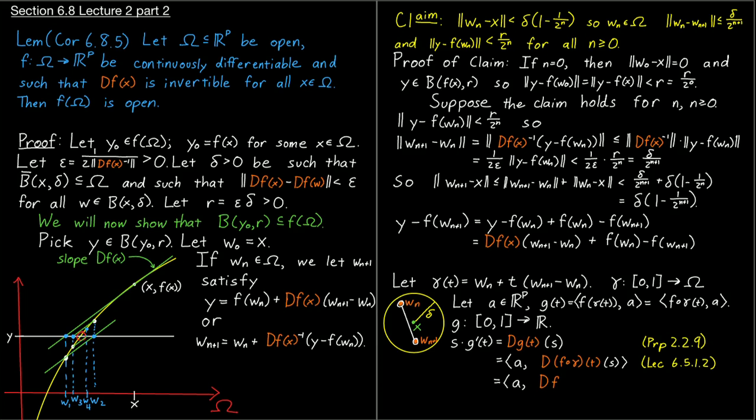Sorry, that needs to be a gamma. df of the point gamma of t composed with d gamma of t, the whole thing of s, that's by the chain rule. And then you know what d gamma is. This is the inner product of A with df of gamma of t. That's a linear operator. And then d gamma of t, we know what that is. That's just wn plus 1 minus wn times the scalar s, which we can go ahead and pull out.